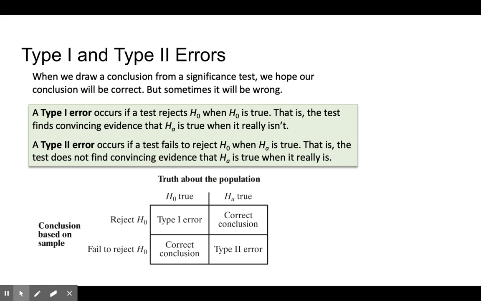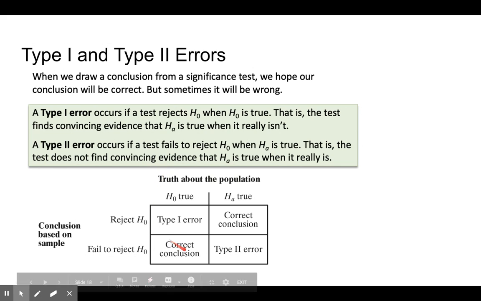All right, type 1 and type 2 errors. This is a big topic, but luckily the AP curriculum has really whittled this down in recent years. So when we draw a conclusion from a significance test, we hope our conclusion will be correct, but sometimes it will be wrong. And so when it's wrong, we have made either a type 1 or a type 2 error. A type 1 error occurs if a test rejects H naught when H naught is true. That is, the test finds convincing evidence that H alternative is true when really it isn't. And a type 2 error occurs if a test fails to reject H naught when H alternative is true. That is, the test does not find convincing evidence that H alternative is true when really it is.